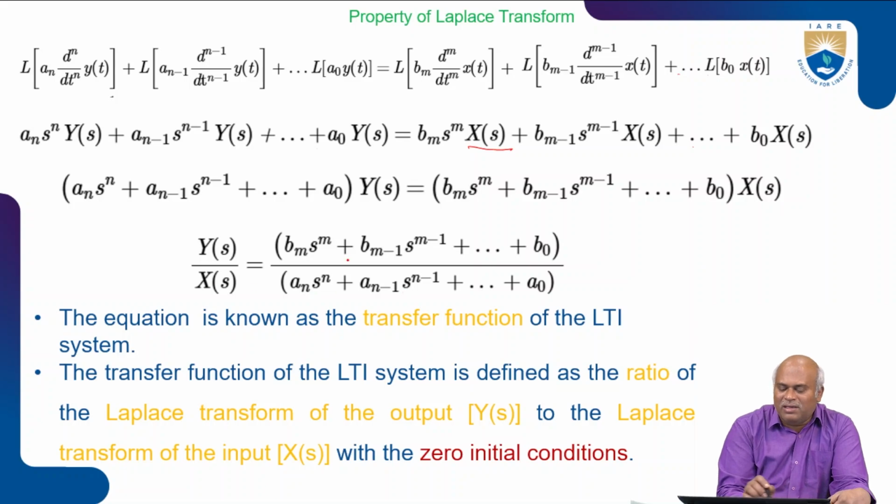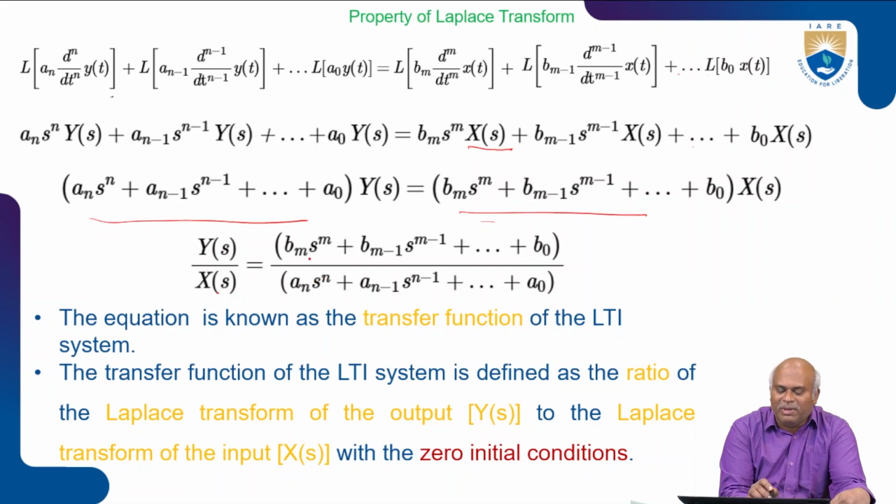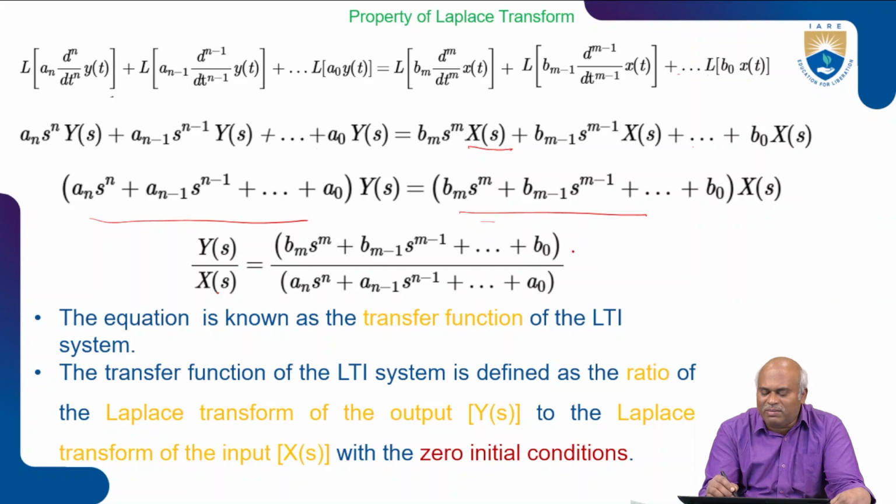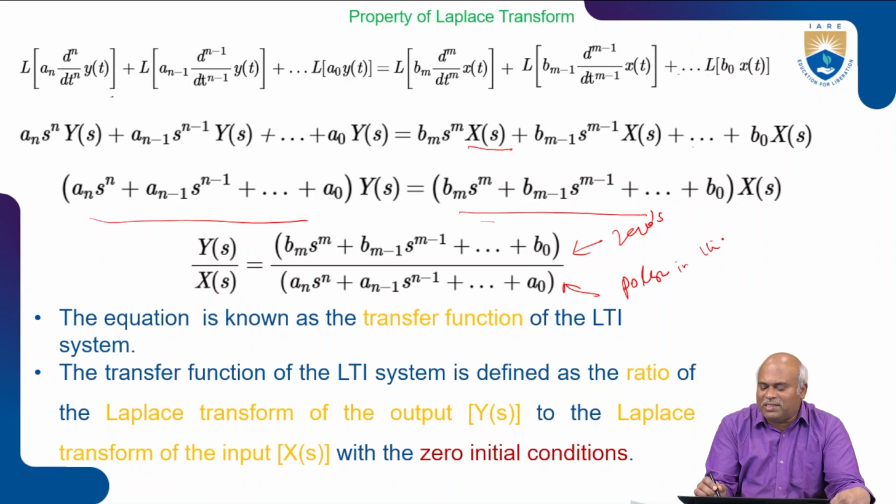Now we take the ratio of Y(s) divided by X(s). So this term goes over here, then X(s) comes to the bottom on the left side. That is, Y(s) divided by X(s) equals (b_m s^m plus b_(m-1) s^(m-1) plus up to b0) divided by (a_n s^n plus a_(n-1) s^(n-1) plus up to a0). So this numerator term I represent as the zeros in the Laplace transform, and this denominator term I represent as the poles in the Laplace transform.